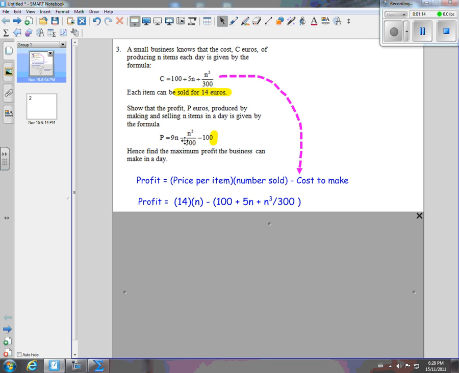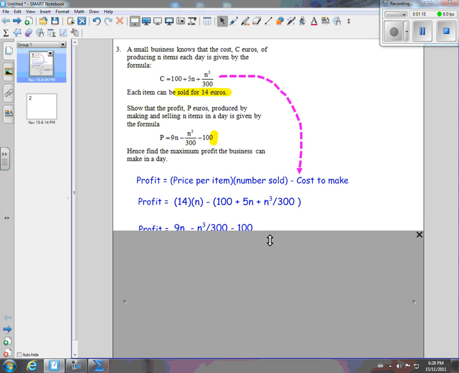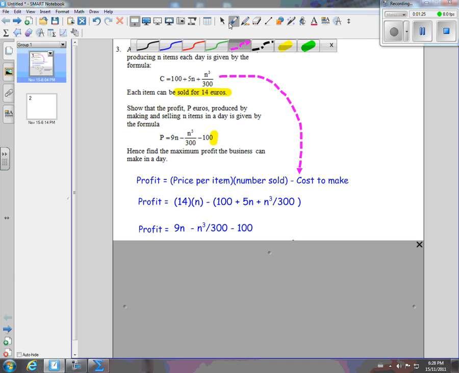To verify that this profit equation is indeed correct, we'll need to simplify this expression. So that leads us to 9n minus n cubed divided by 300, subtract 100. So as you will notice right here, we have verified that this indeed is the profit equation.